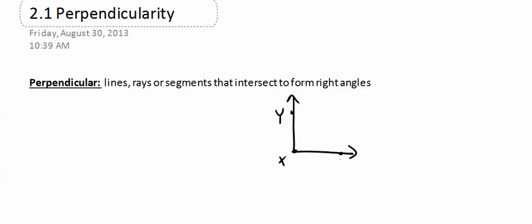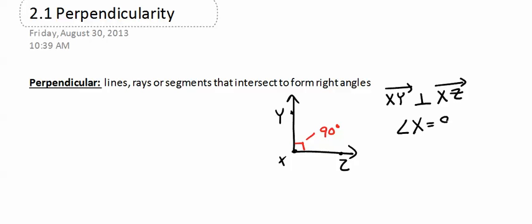The first is simply, on the diagram, to mark it with a small box in the corner, which will designate our right angle, or 90 degrees. Another way to show perpendicular lines is with an upside down T, the perpendicular sign, that shows the two rays, lines, or segments. And finally, the third is to actually mark the angle as 90 degrees.